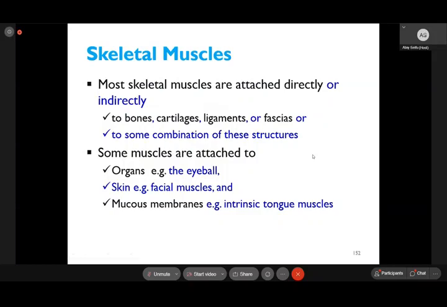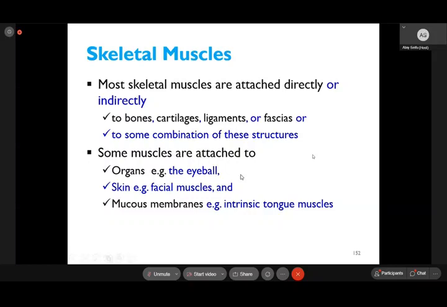Most skeletal muscles are attached to either bone, cartilage, or ligament, or a combination of those structures. Generally, they attach on the skeletal system. And other muscles may also attach on organs, like the eyeballs. There is a skeletal muscle which controls the movements of the eyeballs and adheres on the external surface of the eyeballs. And there are also facial muscles, which attach on the skin.